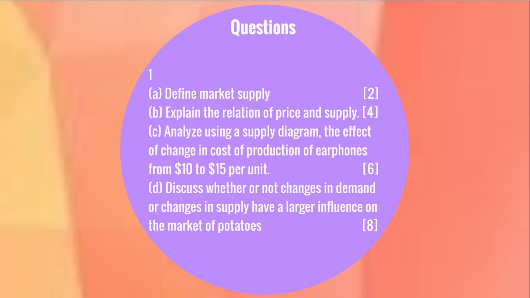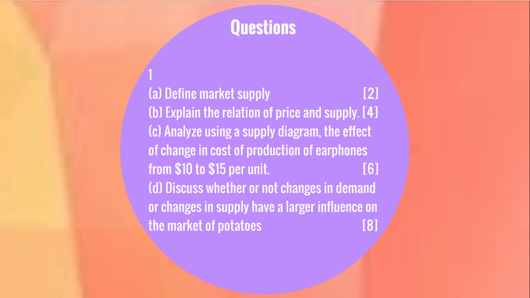Market supply, total number of goods produced or supplied in the market is market supply. Relationship of price and supply, they are related proportionally. When one increases the other increases, and when one decreases the other also decreases. Supply diagram, I'll show you the supply diagram.